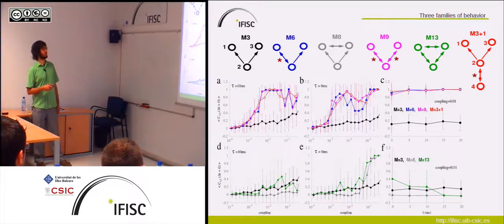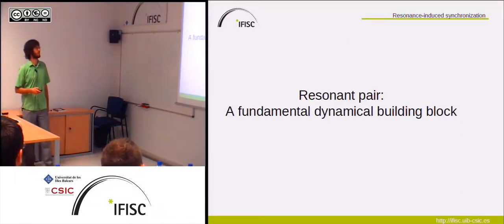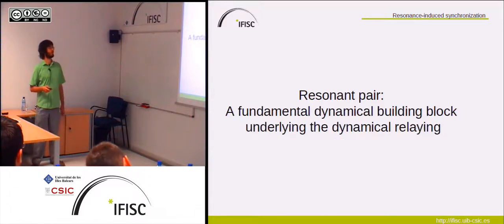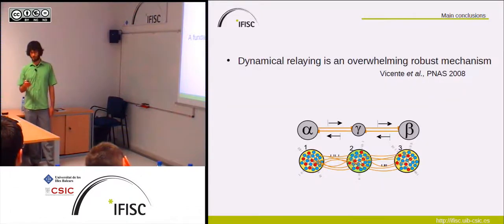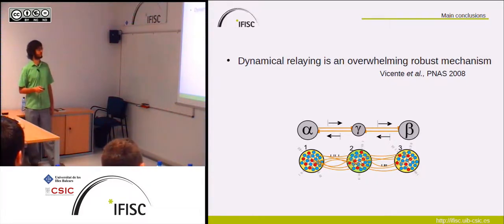So we think that for this resonant pair, it's important to have node 2 synchronized in order to induce parallel synchronization of nodes 1 and 3. So this resonant pair would be a fundamental dynamical building block. It would be underlying the dynamical relaying.